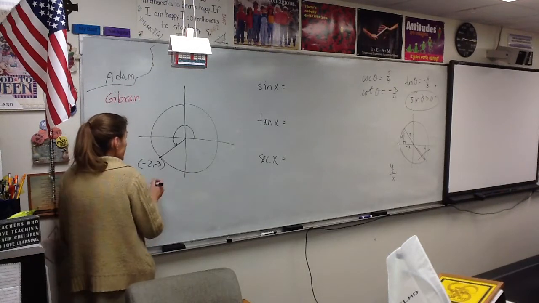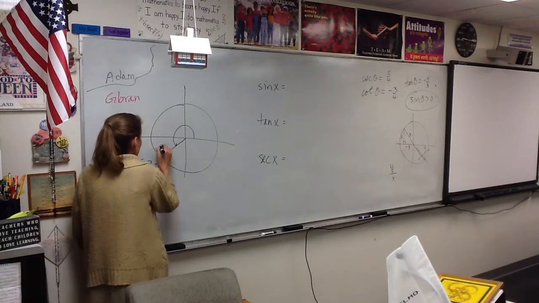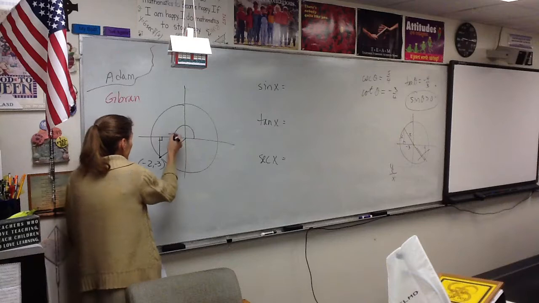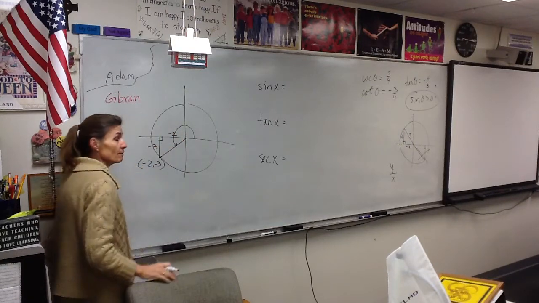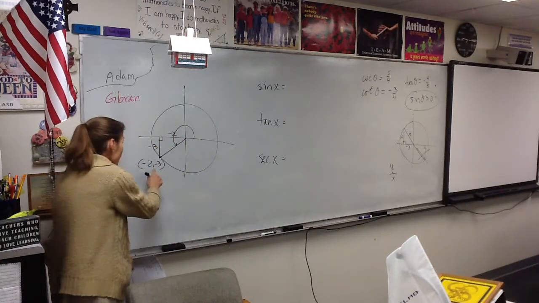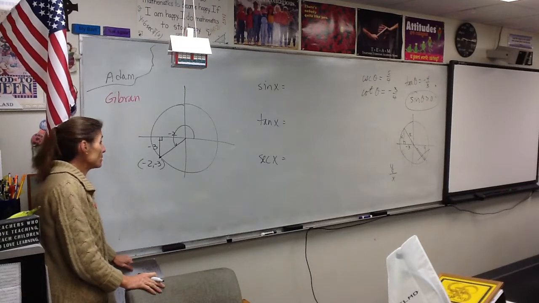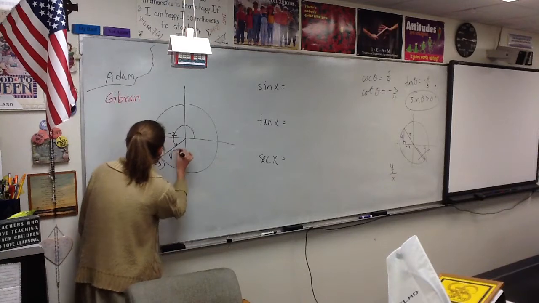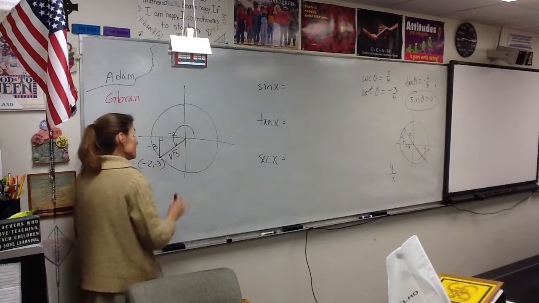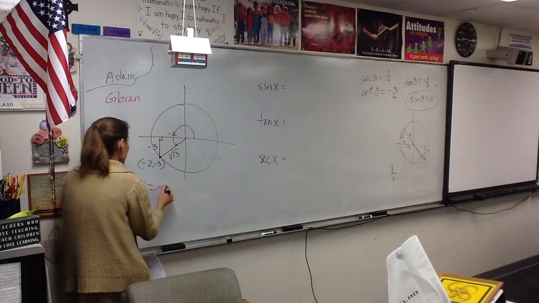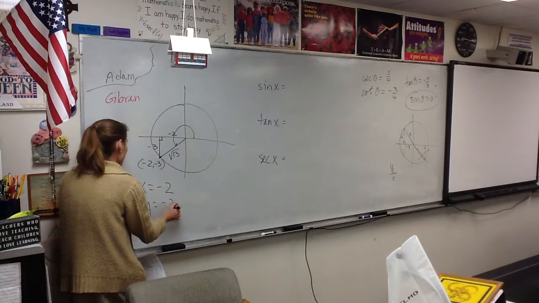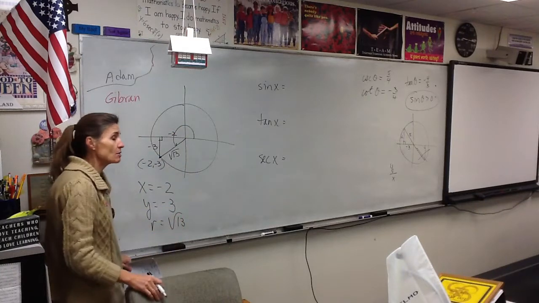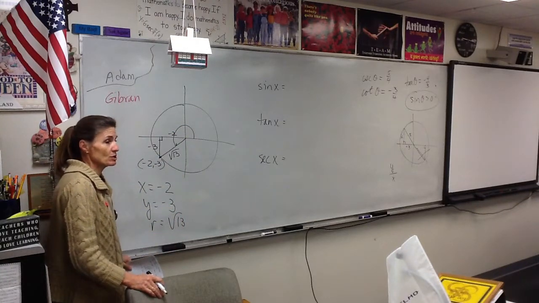I need to make a triangle, so I'll take my perpendicular straight up to the x-axis, and they tell me what x and y are, so x is -2 and y is -3. And then what do I do next? Pythagorean theorem, that should be root 13. So now we have x, y, and r. We can answer any question under the sun with that information.